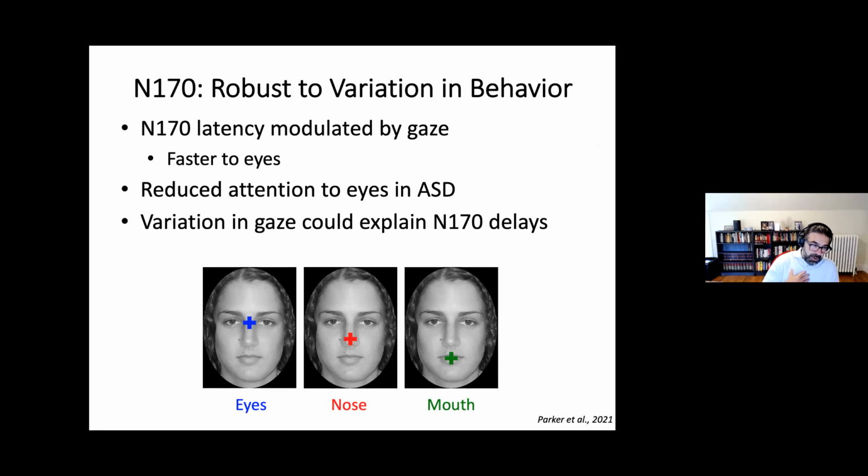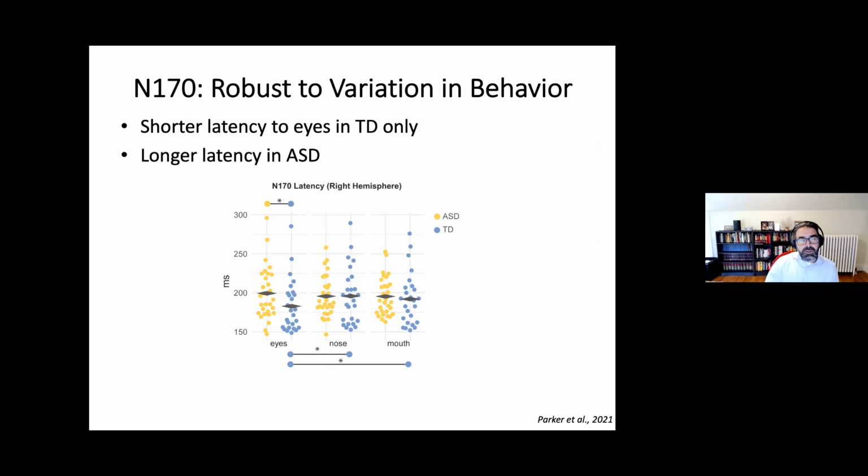Or what we hypothesized is that no, this is telling something about the brain. It's not just about what visual information is getting to the brain. It's something about the way this information is being used in the brain. And so even if you make a person with autism look to the eyes, they're still going to be slower. And that's what we saw.